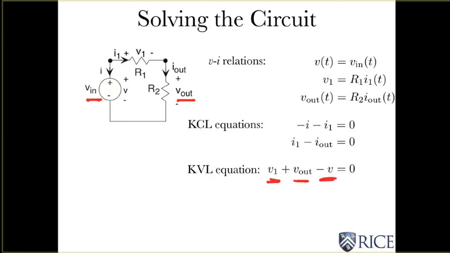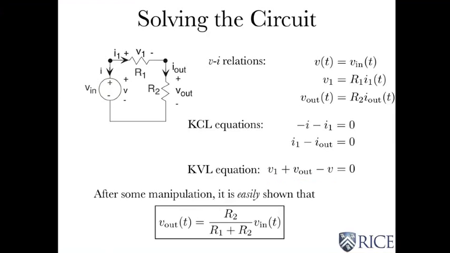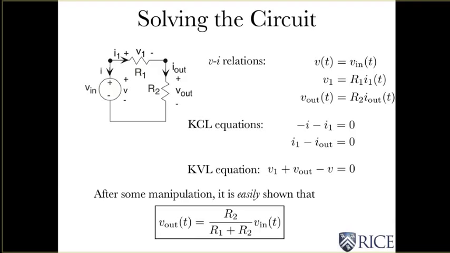And with a little bit of going through this and thinking about it, it's actually pretty easy to do, and I won't go through all of that agony. I'll just say that after some manipulation, you should be a little worried about that. It's easily shown that the output voltage is proportional to the input voltage, and the constant of proportionality is given by the ratio of R2 to the sum R1 plus R2.